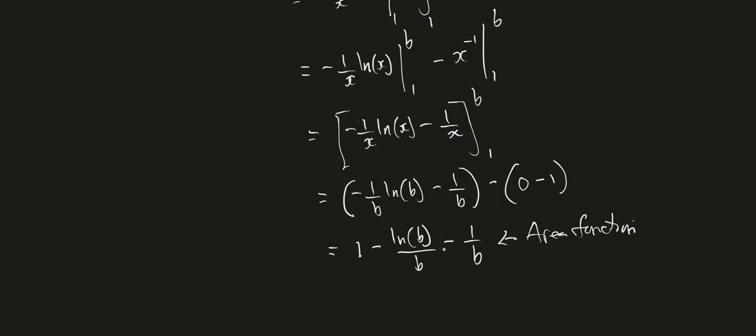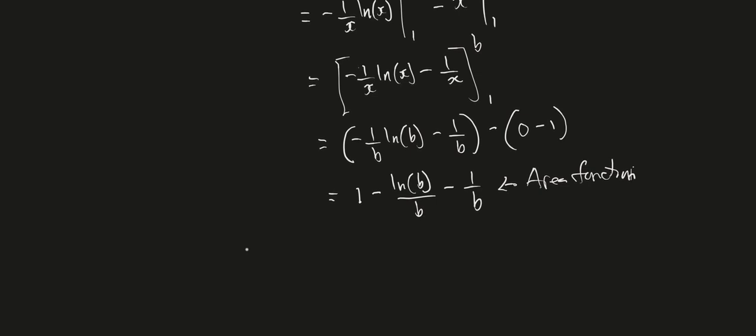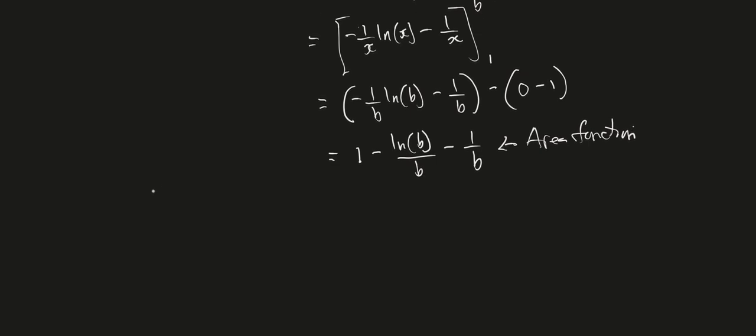And by itself, it can't really tell us anything. So now we have to ask ourselves, and here's our step 2, what happens to the area function as b gets very, very large, as b goes to positive infinity? So step 2, evaluate the limit as b goes to infinity of this expression.